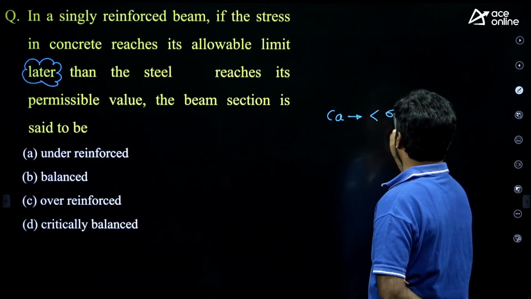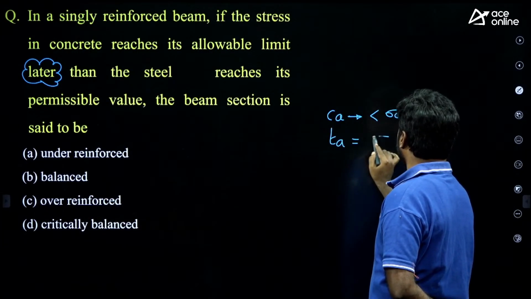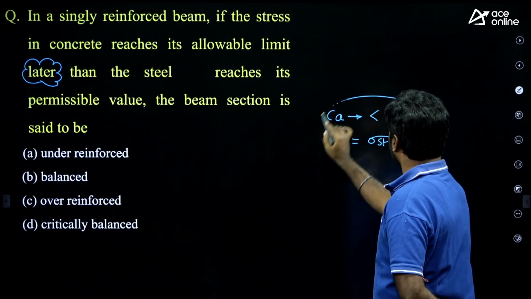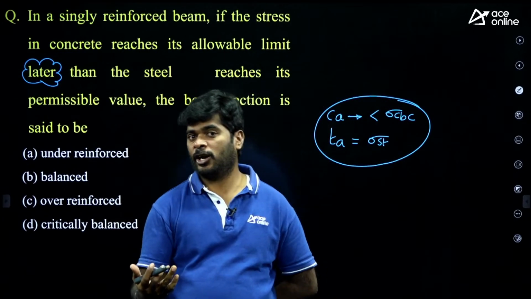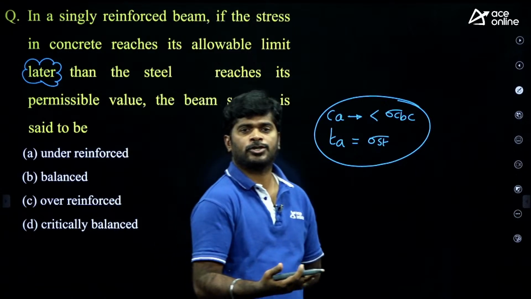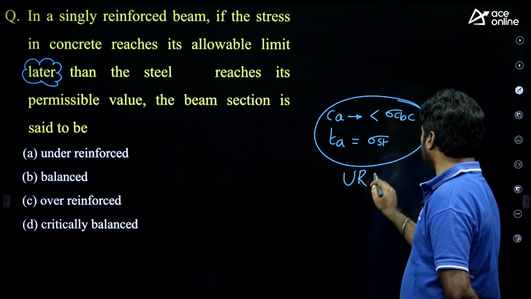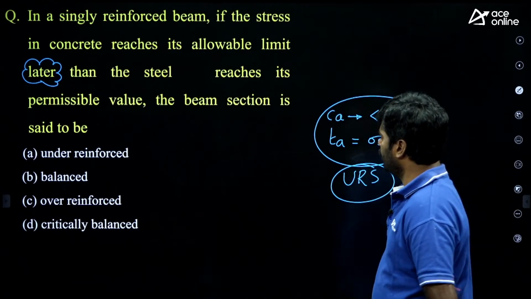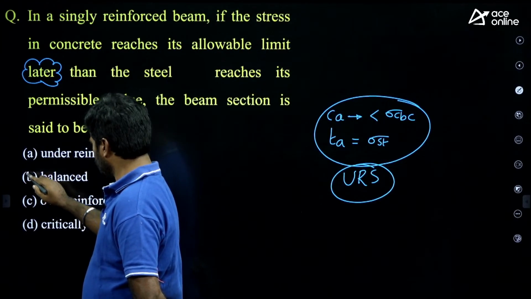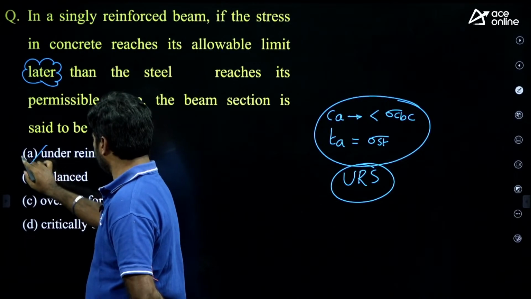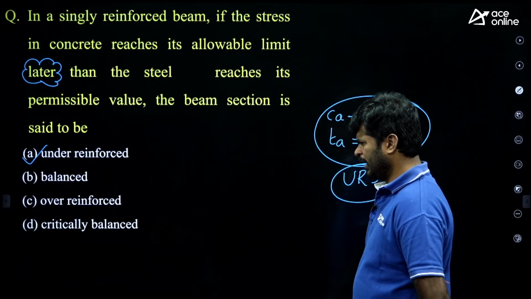It is less than the permissible stress. Stress in steel reached its permissible stress before the stress in concrete reached its allowable limit. My dear, the stress in steel reached its permissible limit. This type of section we call an under reinforced section. Option A is correct. Right. Next one.